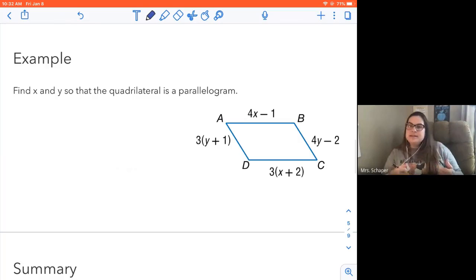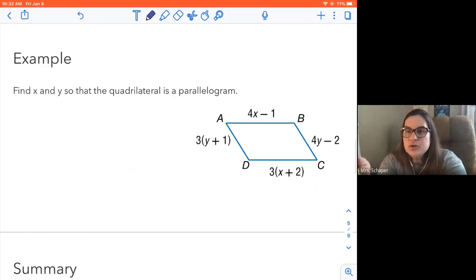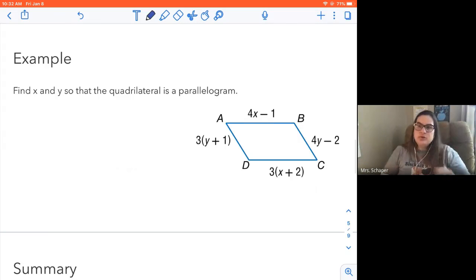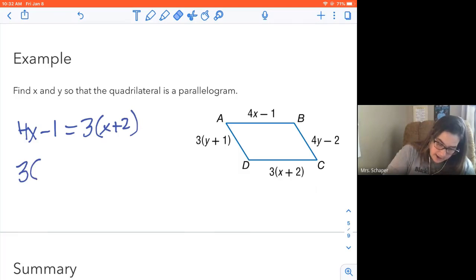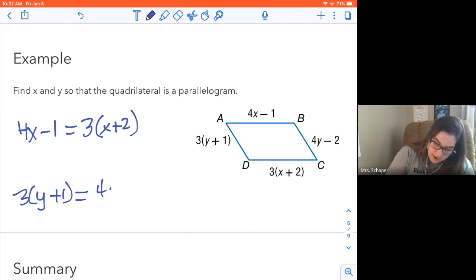All right, find x and y so that the quadrilateral is a parallelogram. So pulling in some algebra here. What do we need to do? What do x and y need to be so that this is a parallelogram? We're going to set up two separate equations. We're going to say that 4x minus 1 is equal to 3 times the quantity x plus 2. And we're going to say that 3 times y plus 1 is equal to 4y minus 2.